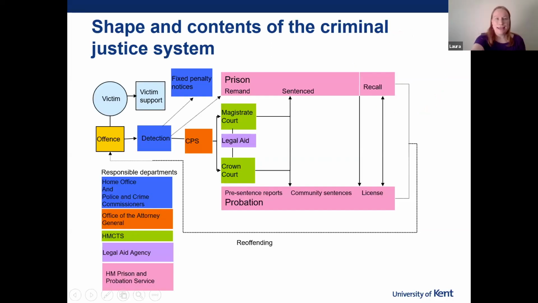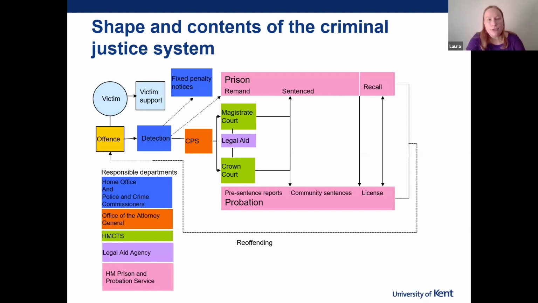So here's a diagram to show you the shape of the criminal justice system. So we've been talking about what might be criminalised and who makes the conduct criminal. Here is the system that deals with the criminal offences, and there are a few things I just want to draw your attention to whilst looking at this diagram.